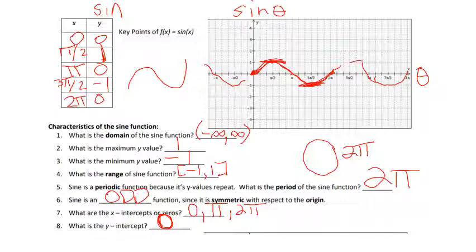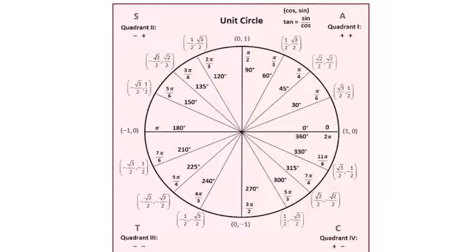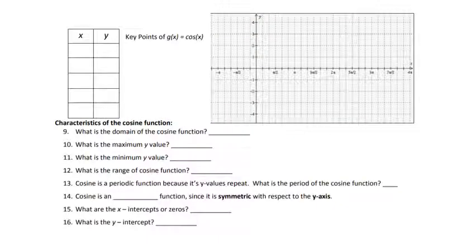All right, so let's do this for cosine. Let's take a look at the cosine values. We have 1, 0, -1, 0, and back to 1. So at 0, we have 1. At pi over 2, we have 0. At pi, we have -1. At 3 pi over 2, we have 0. And at 2 pi, cosine is back to where it started at 1.